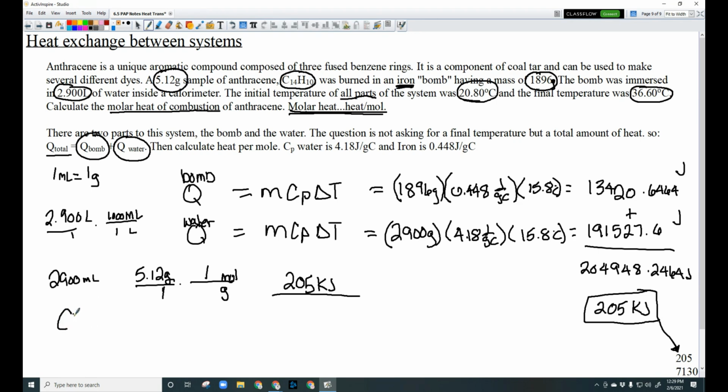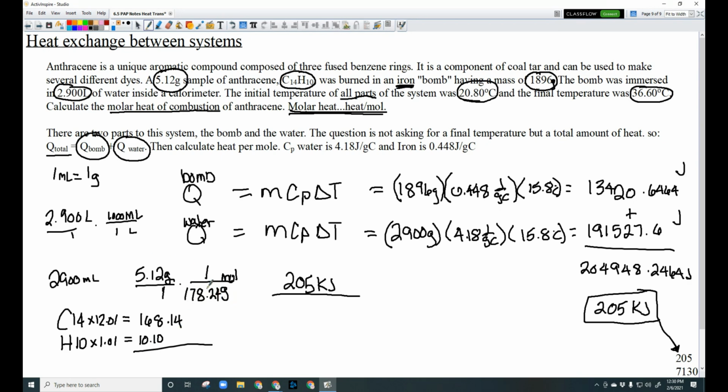So we have carbon, which we have 14 of those. Carbon is 12.01. And we have hydrogen, we have 10 of those, and that's 1.01. So that's going to be 10.10. What's 14 times 12.01? That's going to be 168.14. So the whole molar mass is 178.24. So I'm going to put 178.24 here.